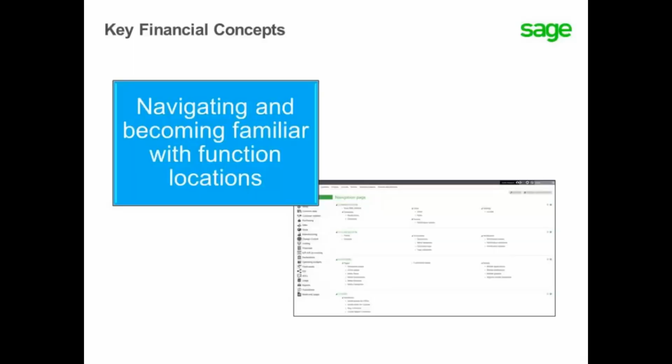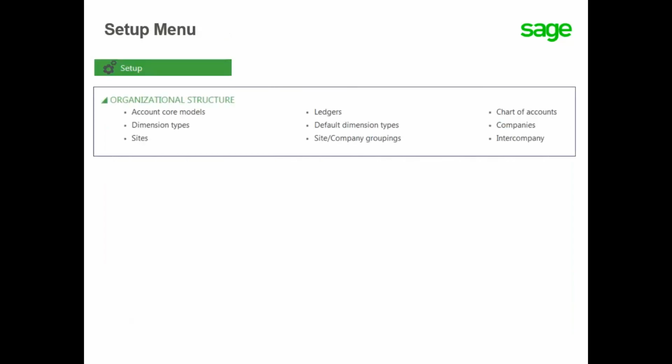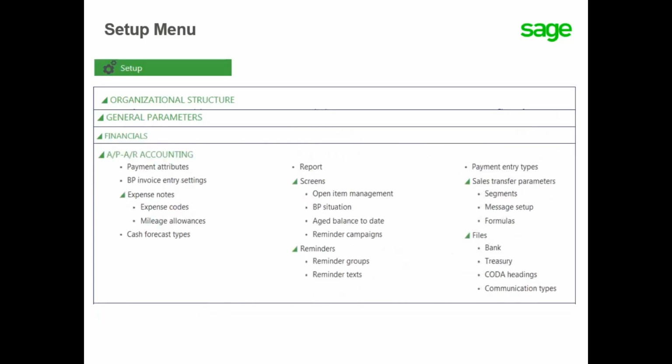Let's take a look at navigating X3 and becoming familiar with function location. On the navigation page, we will be exploring startup functions from the Setup and Common Data menus. Daily, weekly, monthly, and yearly routines will be accessed from the Financials and AP/AR accounting menus. From the Setup menu, we will be navigating to the Organizational Structure, General Parameters, Financials, and AP/AR accounting function blocks.